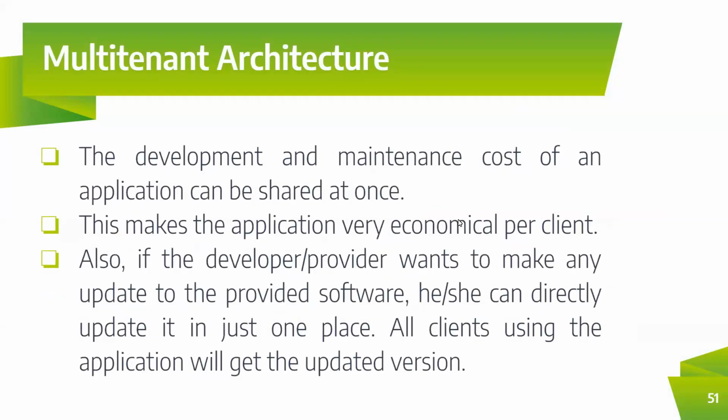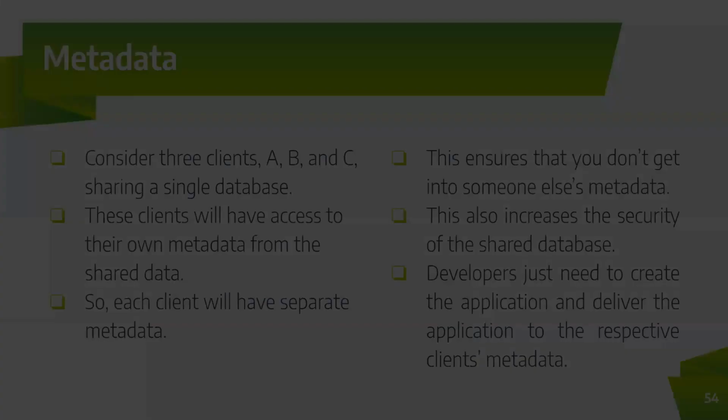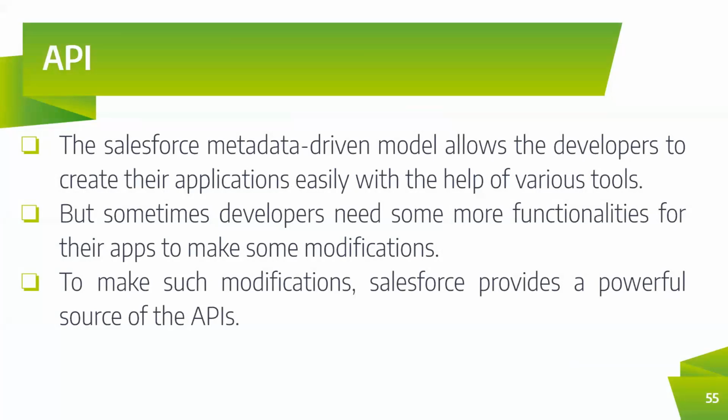Now the next thing we are going to discuss is API, which is nothing but application programming interface. API is called application programming interface. It is a meta-driven model that allows the developer to create their application easily with the help of various tools. With the help of API, I can integrate, I can modify, I can develop any kind of application. Sometimes developers need some more functionality for their app to make some modification.